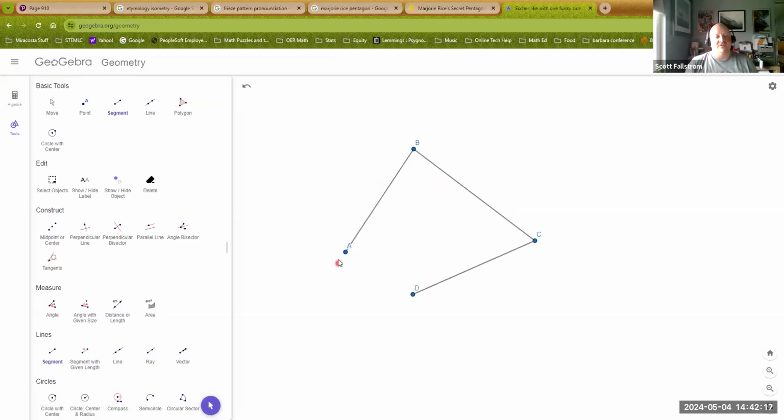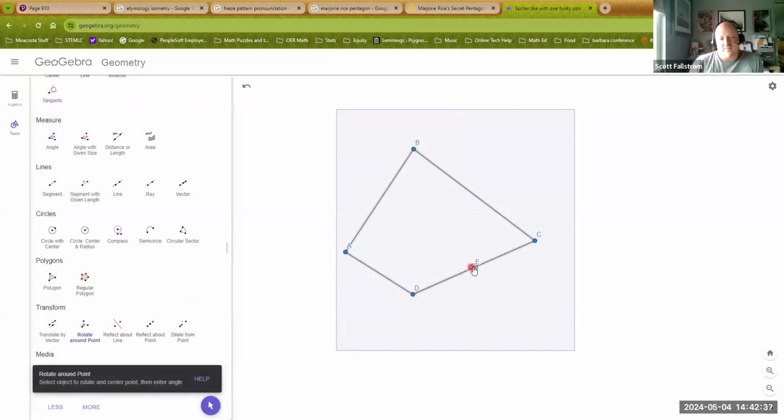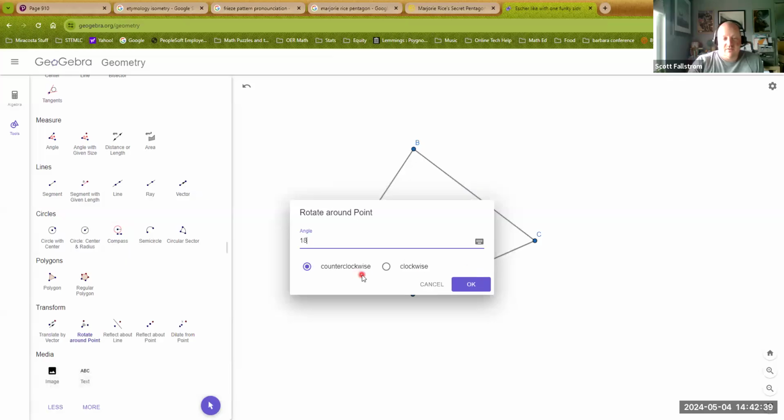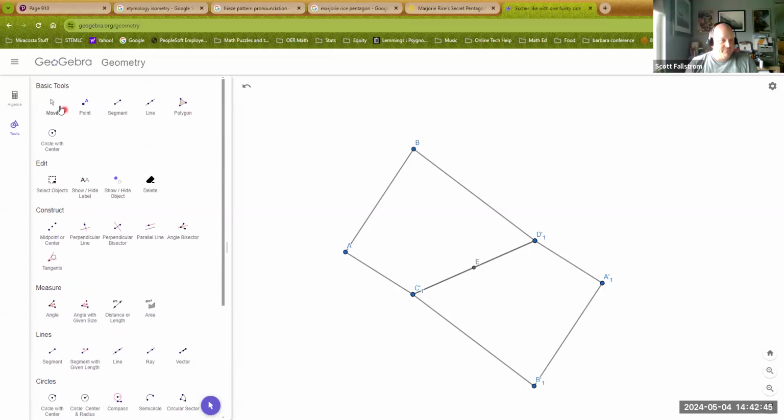And I want you to build me a quadrilateral. Okay, so here's a quadrilateral. And what I can do is find the midpoint and rotate this entire shape around the midpoint. I know you're like, oh, okay, very cool, 180 degrees. All right, now take a look at what shape I've made.